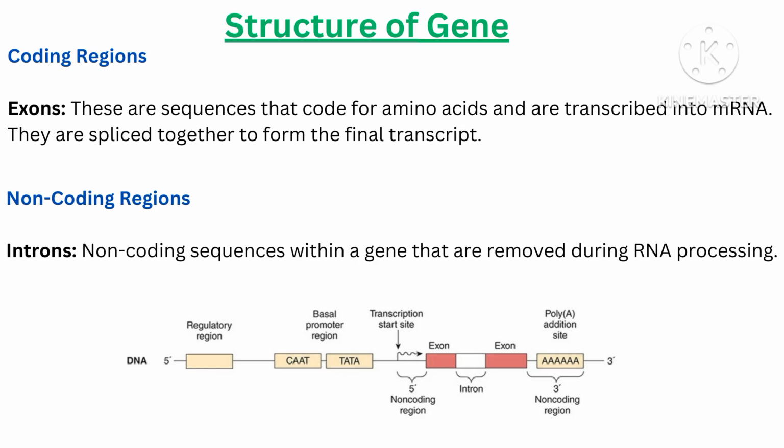Structure of a gene. Human genes are organized into several key regions. Coding regions, exons. These are sequences that code for amino acids and are transcribed into mRNA. They are spliced together to form the final transcript. Non-coding regions, introns. Non-coding sequences within a gene that are removed during RNA processing.